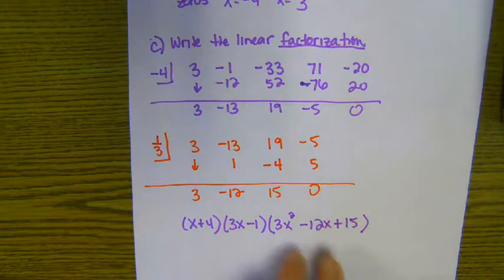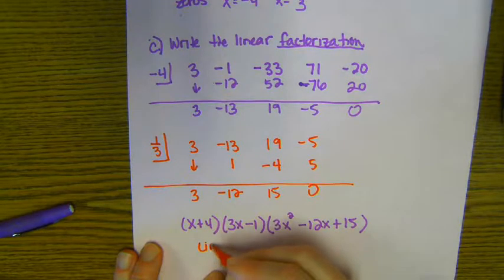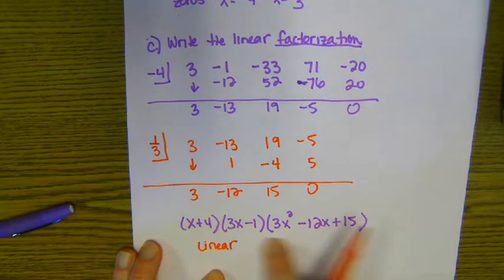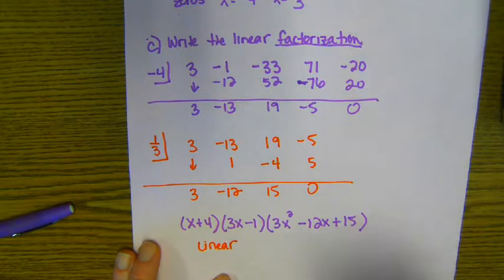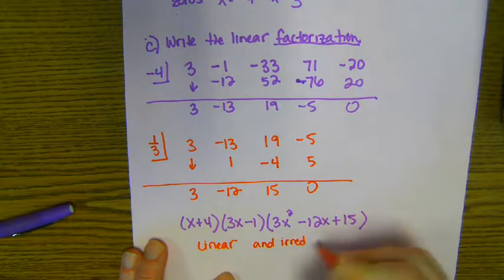And it's not linear because this isn't an x and an x. However, we called this something yesterday. Does anybody remember what we called this? A product of linear and, do you remember the word I used with this? Irreducible quadratic.